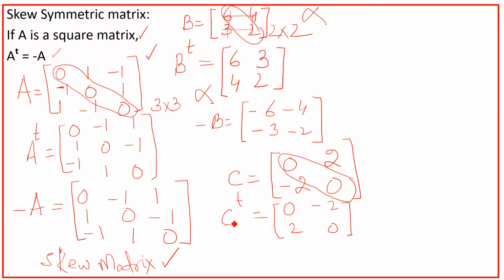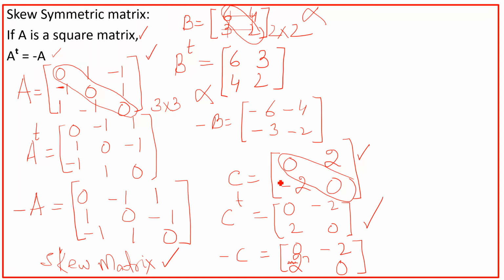Right? And what is the second condition? C transpose should be equal to minus C. So negative of C will be 0, minus 2, minus 2, sorry, this will be 2, this is not minus, and this is 0. So C transpose equals negative of C. If we take the negative of this, so this is called the skew symmetric.